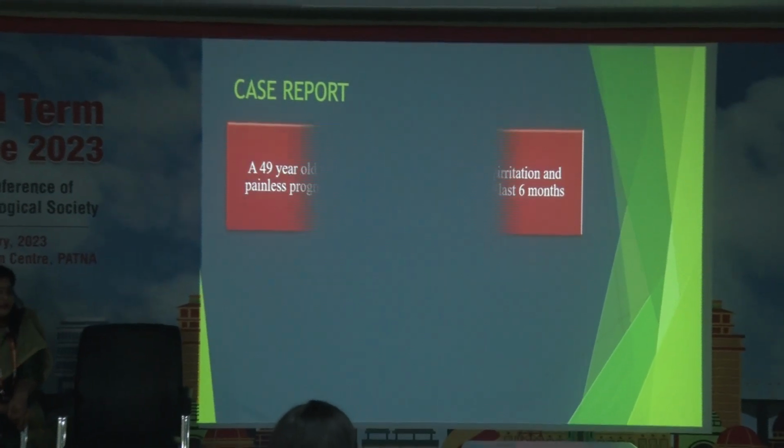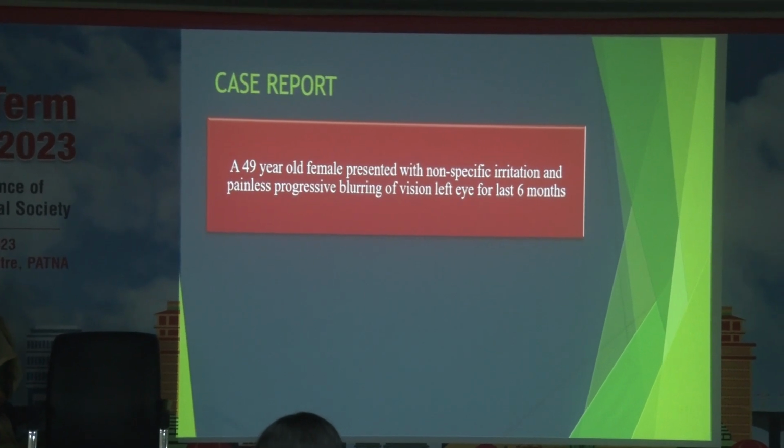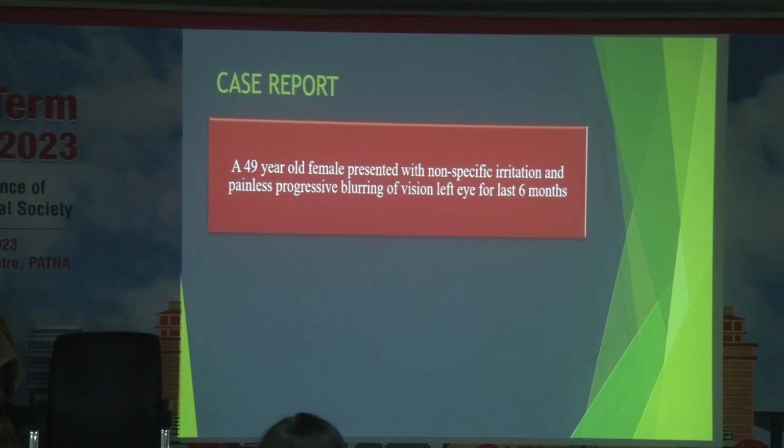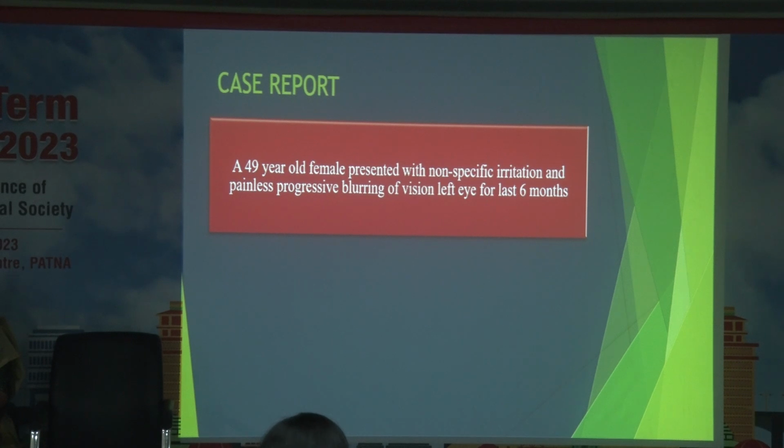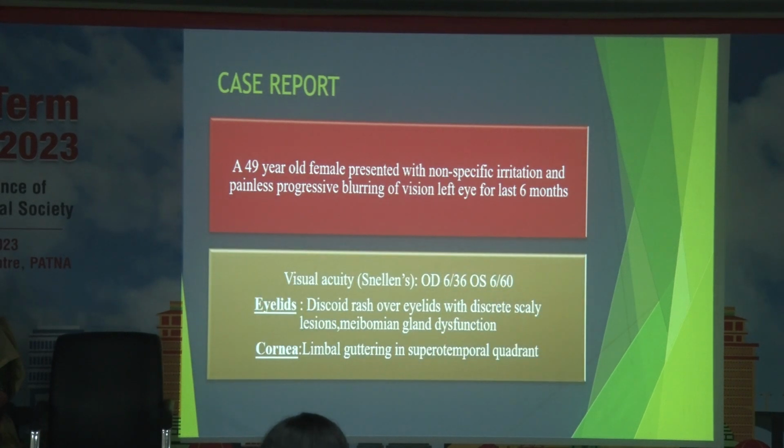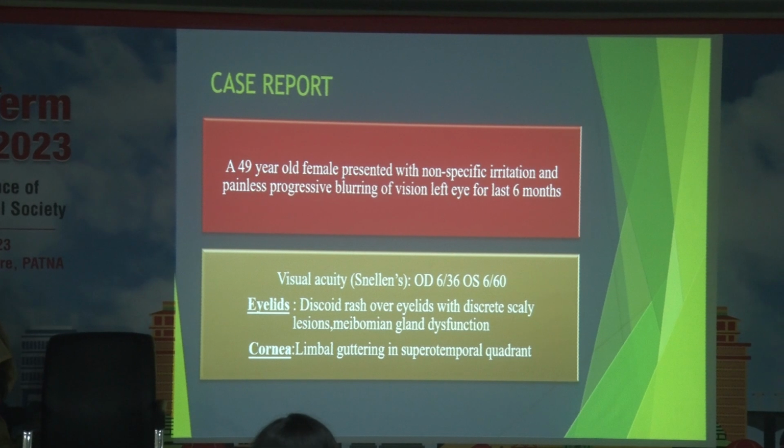Now coming to our case, a 49-year-old female patient presented with non-specific irritation and painless progressive blurring of vision in the left eye for the last 6 months. Systemic examination was done. There was no history of joint pains or stiffness, and the rest of the systemic examination was normal. On history taking, there was no history of ocular surgeries or radiation exposure in the recent past.